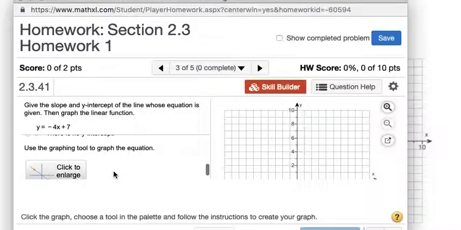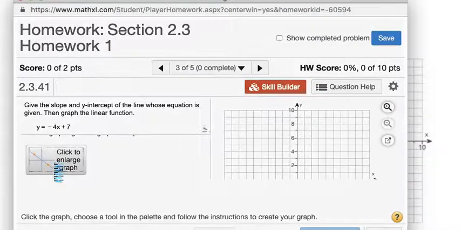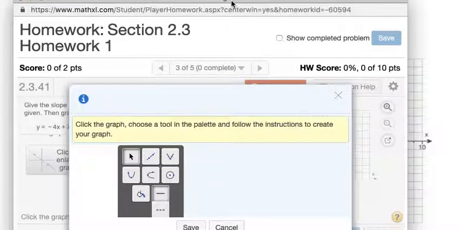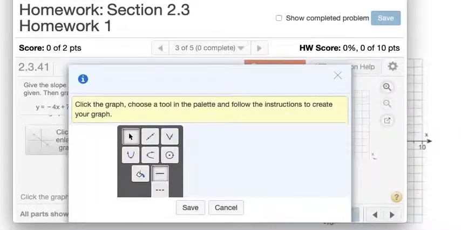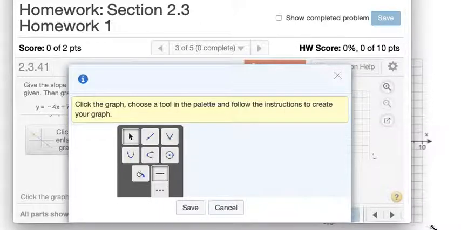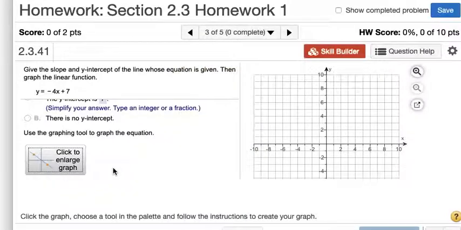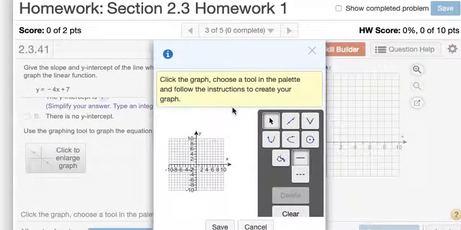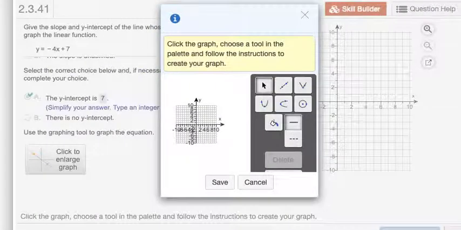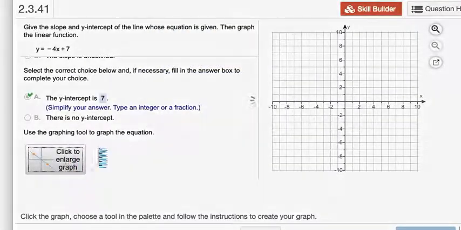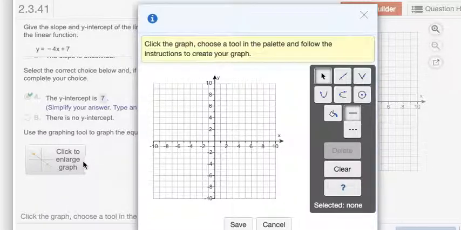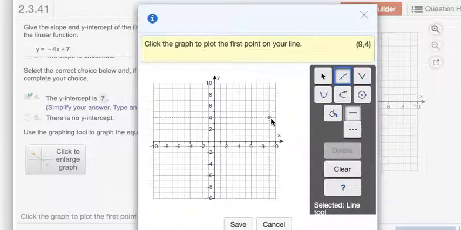And then once I've answered those correctly, I get the option to click to enlarge graph. Now let me move this up a little bit. This is kind of small, which is why it's not working too well. So when I have the click to enlarge graph tool, the line is this one right next to the arrow in the top row. All I need to do is click on the 2 points that I want to graph, and then it'll put the line in.